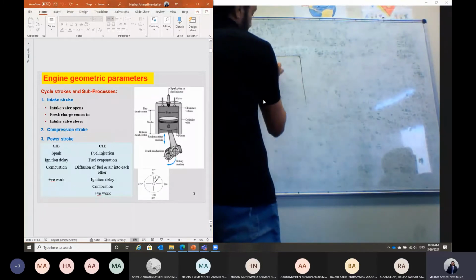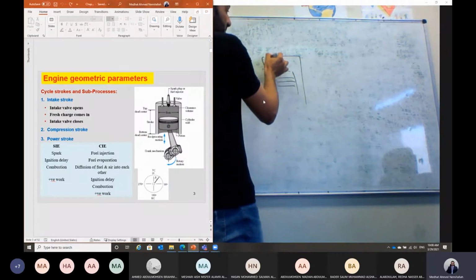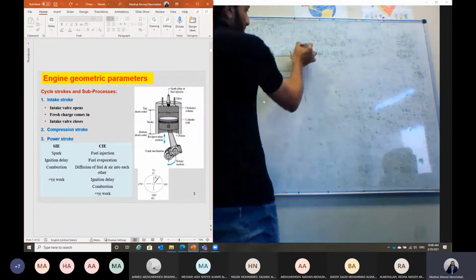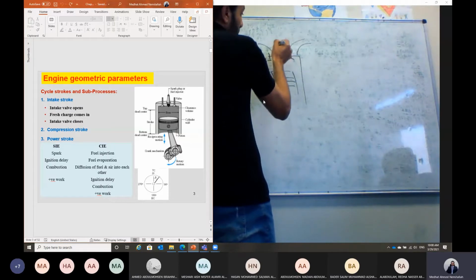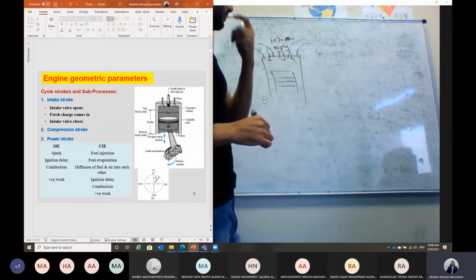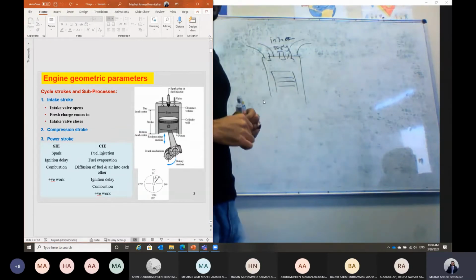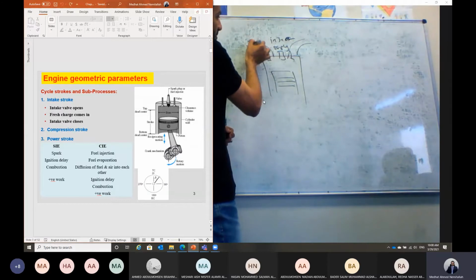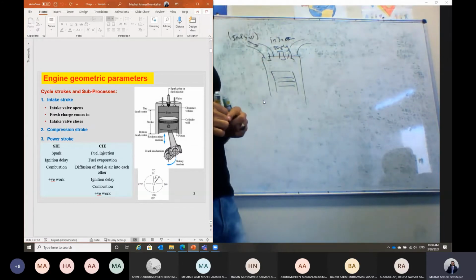So let's consider we have a general engine. This is the piston inside the cylinder, and here is the intake valve, and we have the exhaust valve, and in between we have the spark plug, or the injector in case of a diesel engine. The spark plug is for gasoline, or the injector for diesel. So here we have the charge. In case of gasoline, the charge is fuel plus air coming into the engine.